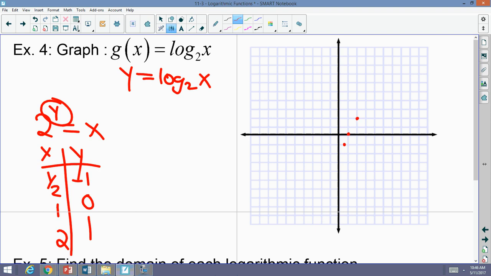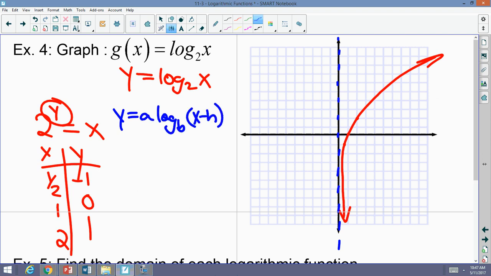So this guy here goes like that, and I can never cross my asymptote. Now, remember what we said. This comes from y equals log base b of x minus h, plus k. Do I have an h here? No, my h is 0. That's why the y-axis is the asymptote, because what's the equation of the y-axis? x equals 0.